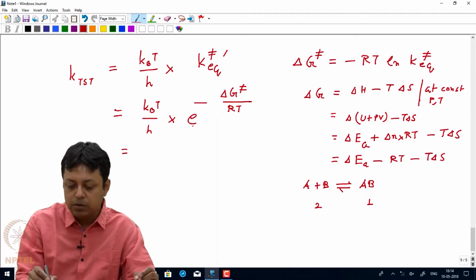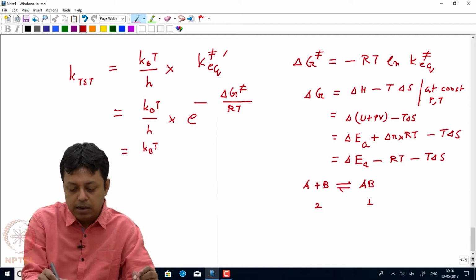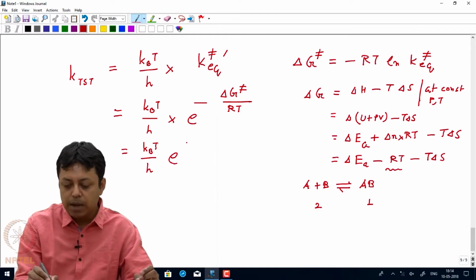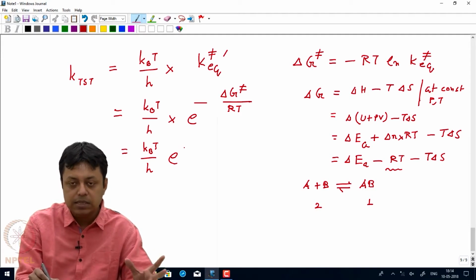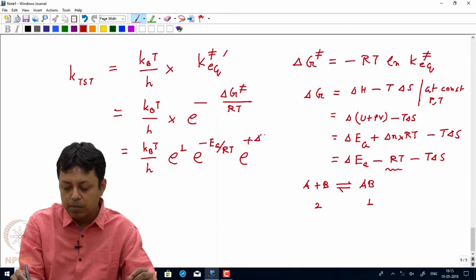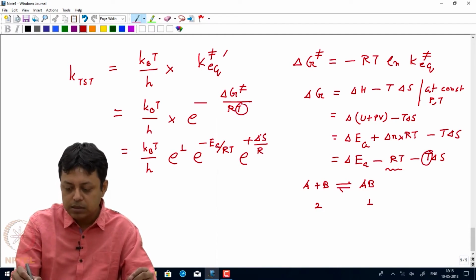Now we can put it back into this equation. So what do you see here? It is kBT by h times e to the power minus, first I am writing this RT term. So e to the power minus RT by RT, minus RT by RT, it will be basically just e, or e to the power plus 1, times a factor which is e to the power minus Ea by RT, and then a factor which is e to the power, a plus sign, delta S by R, because there was a T here, it cancels with this T here.